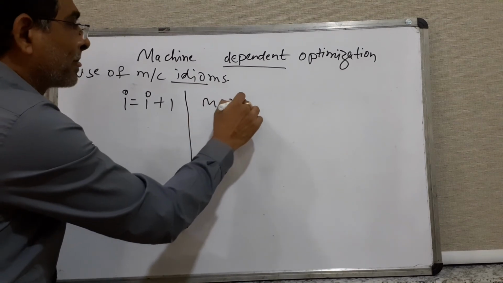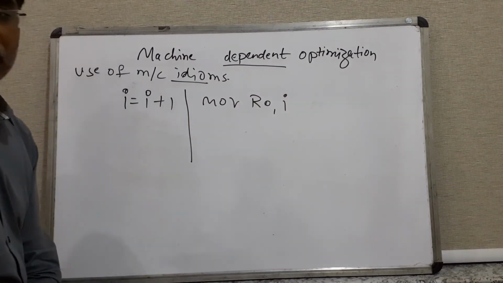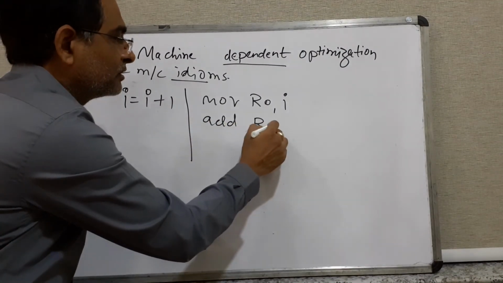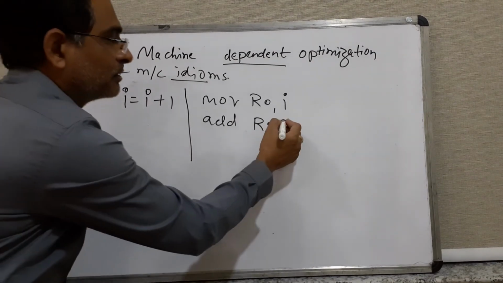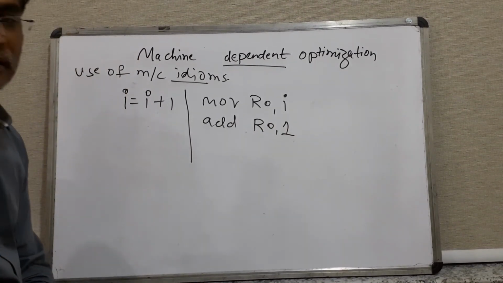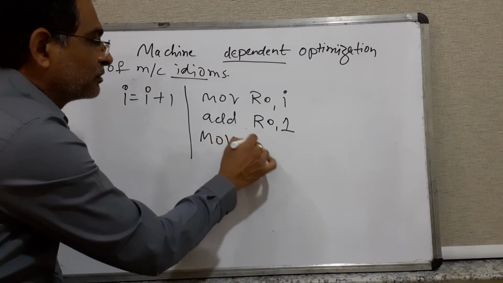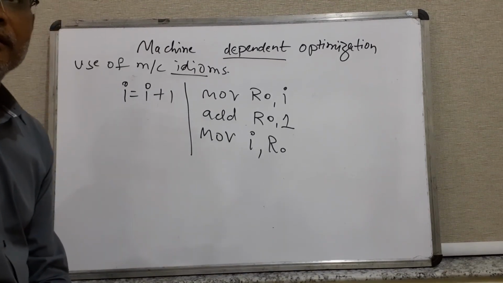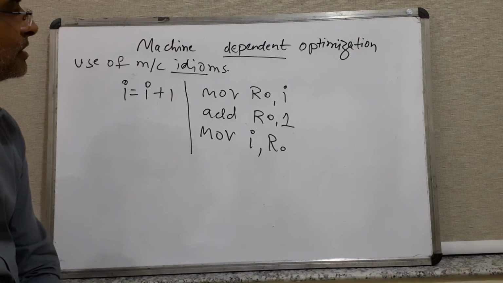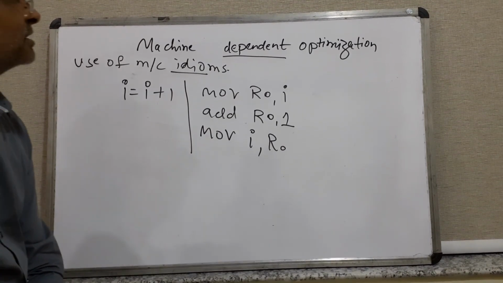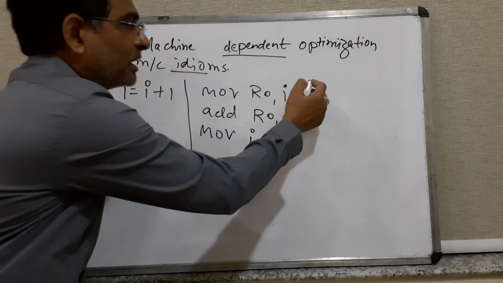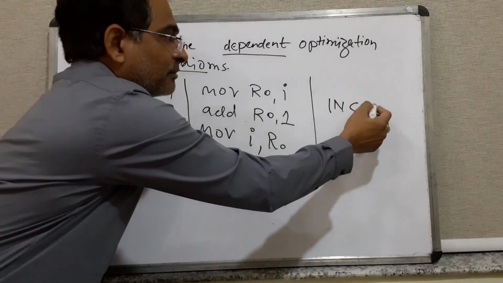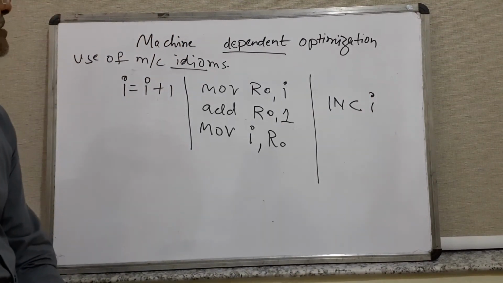What is the appropriate machine code for this? Let's say move R0 with the value of i. Then I need to increment it, so add R0 with 1, the value of 1, and then move this value to the required location. This is the appropriate assembly code. Is it possible to replace this entire thing with a common instruction available at the machine level? Yes, normally we have the instruction called INC, the increment instruction. Increment what? Increment the value of i. So increment i is nothing but the idiom in this case.